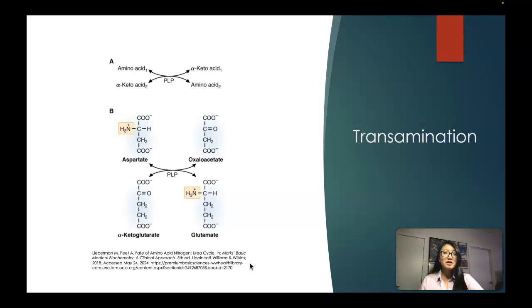Transamination is the process of removing nitrogen from amino acids by enzymes called aminotransferases, and all of these require pyridoxal phosphate as a cofactor. For instance, here, aspartate aminotransferase is responsible for transferring the nitrogen or amino group of aspartate, an amino acid, to alpha ketoglutarate, a keto acid. The addition of the nitrogen group to alpha ketoglutarate will convert it to glutamate, and aspartate will then be converted to oxaloacetate.